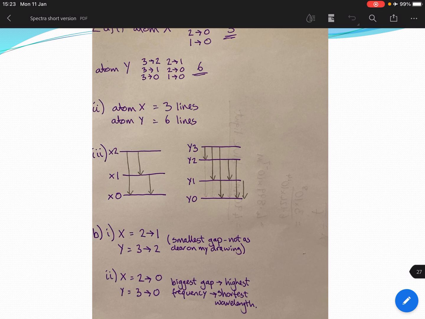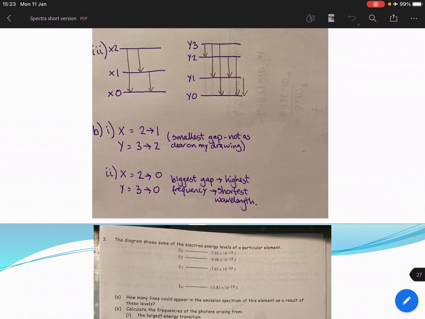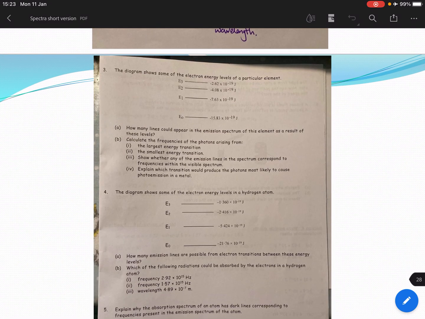The shortest wavelength is going to be the other way around then. So the shortest wavelength is the highest frequency, so that's the biggest gap. So that's basically when it jumps from the very top right down to the very bottom. Hopefully that makes sense. The rest of your questions are there.